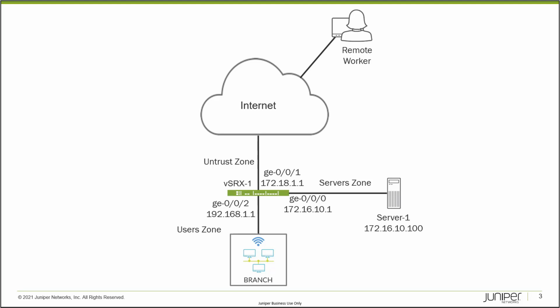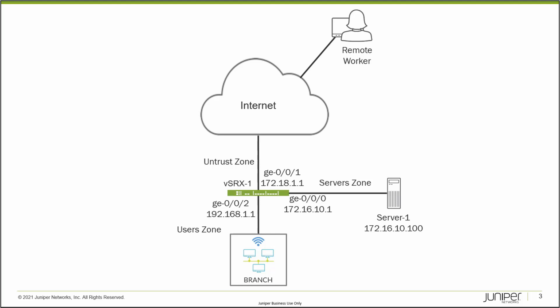And then we have the ge-0/0/2 interface, which uses the 192.168.1.1 IP address that is a part of the user zone. And in the user zone, we're going to have a bunch of different users that are part of that branch network. And there is a device, although it's not listed, that is using the 192.168.1.100 IP address. And so with that, we want the remote worker to be able to work remotely, and they need access to the server 1 device.